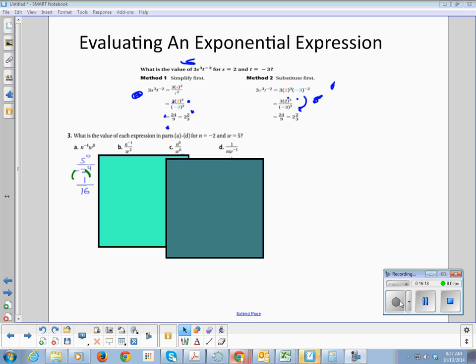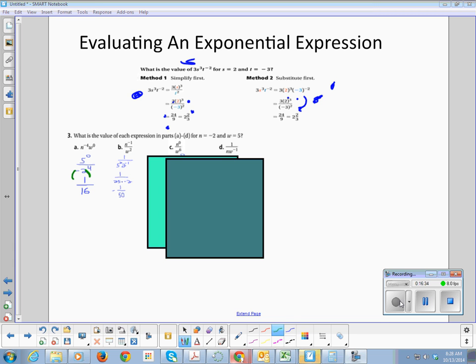All right, and then B looks like this. We got n to the negative 1 and w squared. W is 5, and if we drop that down, this is actually just 2 to the 1, positive. So 5 squared is 25, and 2 to the 1 is 2. 25 times 2 is positive 1 over 50.